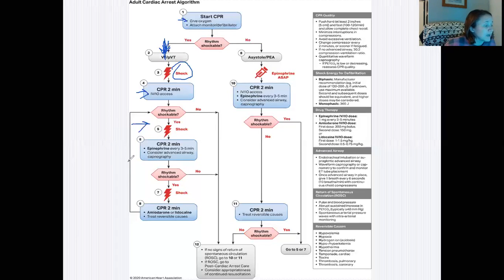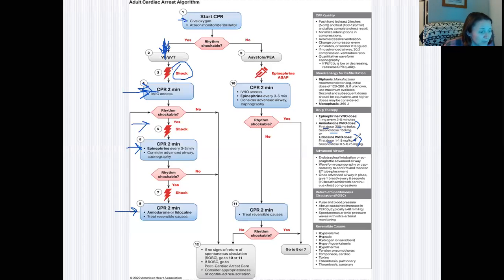So, shocking every 2 minutes. First 2-minute break, IO access, IV access. We'll talk about IO in a minute too, if you don't know what that is. Next one, epinephrine, and consider an advanced airway. Next one, look at antiarrhythmics. So we've got some other drug therapy up here. We've got amiodarone and lidocaine as our antiarrhythmics, and we've got our dosage listed. So amiodarone, first dose 300, second dose 150. Lidocaine, first dose is weight-based.